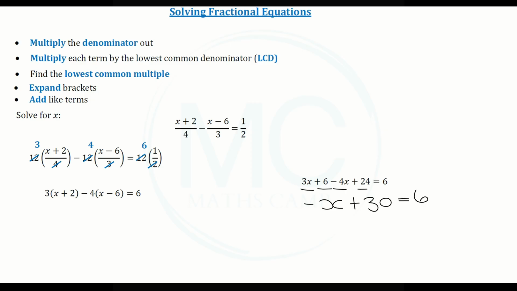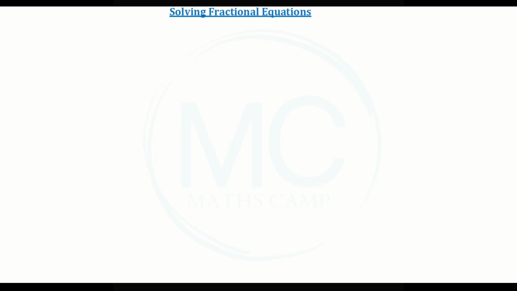X is negative. So to make it positive, we move it to the right-hand side of the equal sign. On the left-hand side, we have 30. I'm going to move this 6 over here by making it negative 6. 30 minus 6 gives us 24, which is equal to x. Let's make some space and look at another example.